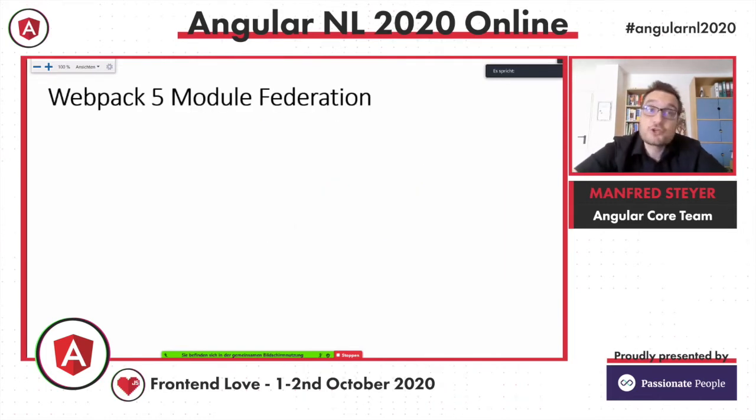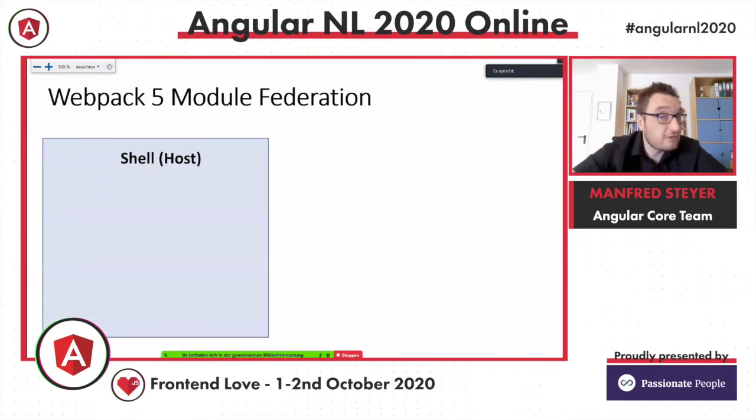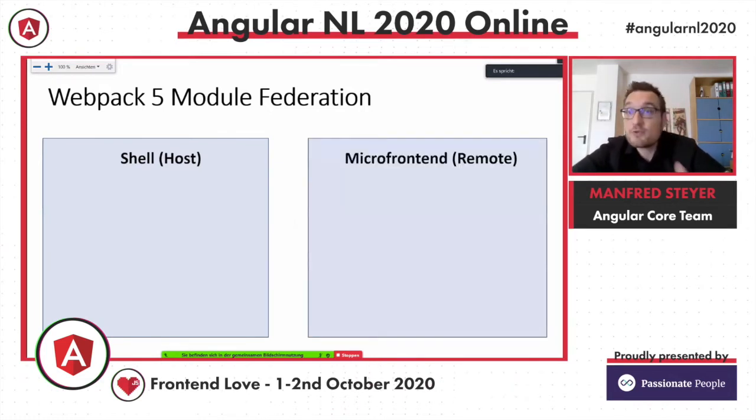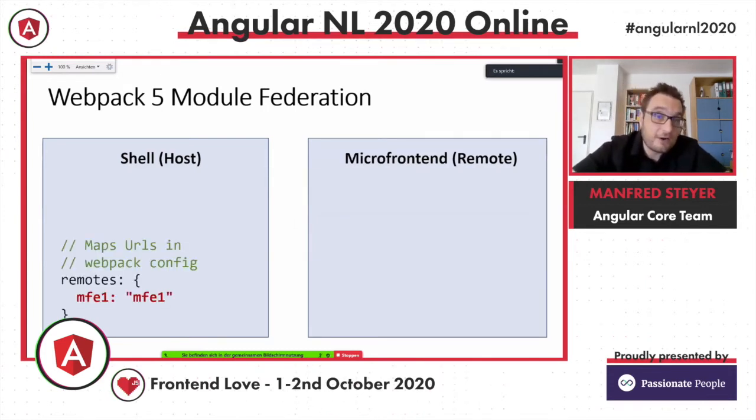Module federation, which comes with Webpack 5, will change this. In module federation, we have different roles. We have the host. In my case, the host is the shell. And we have the remote. In my case, the remote is the micro frontend. And now the host can map a path, which is pointing to a different origin.